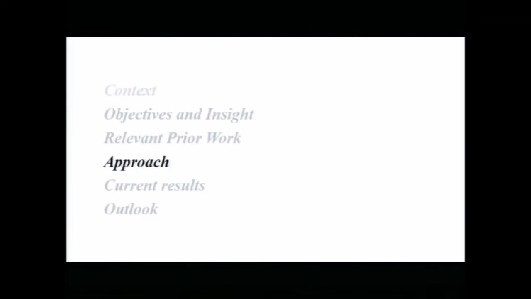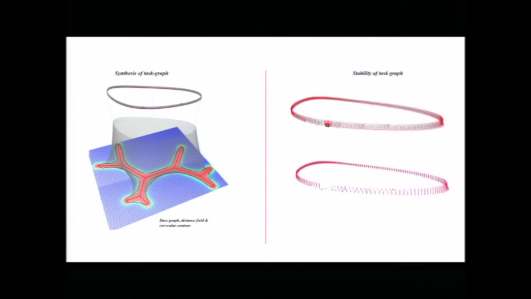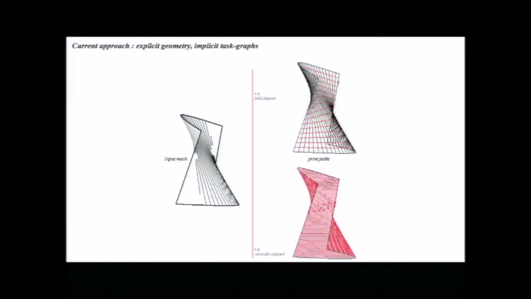So the proposed approach is two-pronged. The first aspect is to synthesize the printing paths themselves, along which the material will eventually be laid, or so-called task graphs, and the second is evaluating the stability or the feasibility of those generated printing paths or task graphs. So starting with the synthesis of the task graph, one main point to note is that currently in all 3D printing software there's usually an explicitly represented mesh, which is cut up either along horizontal sections or along some sort of scalar field.